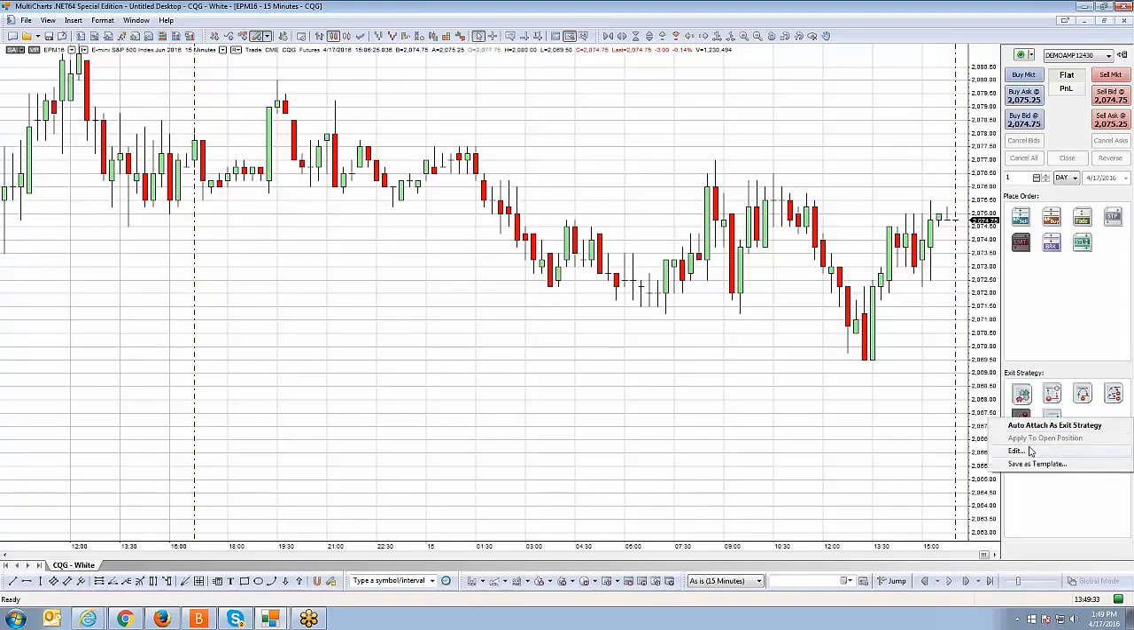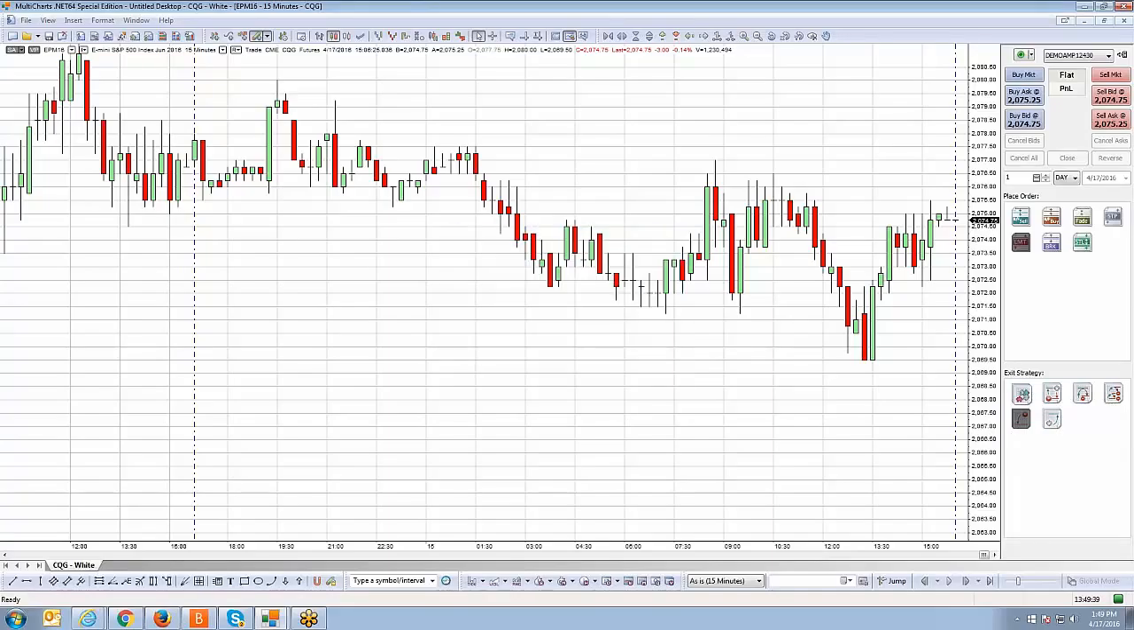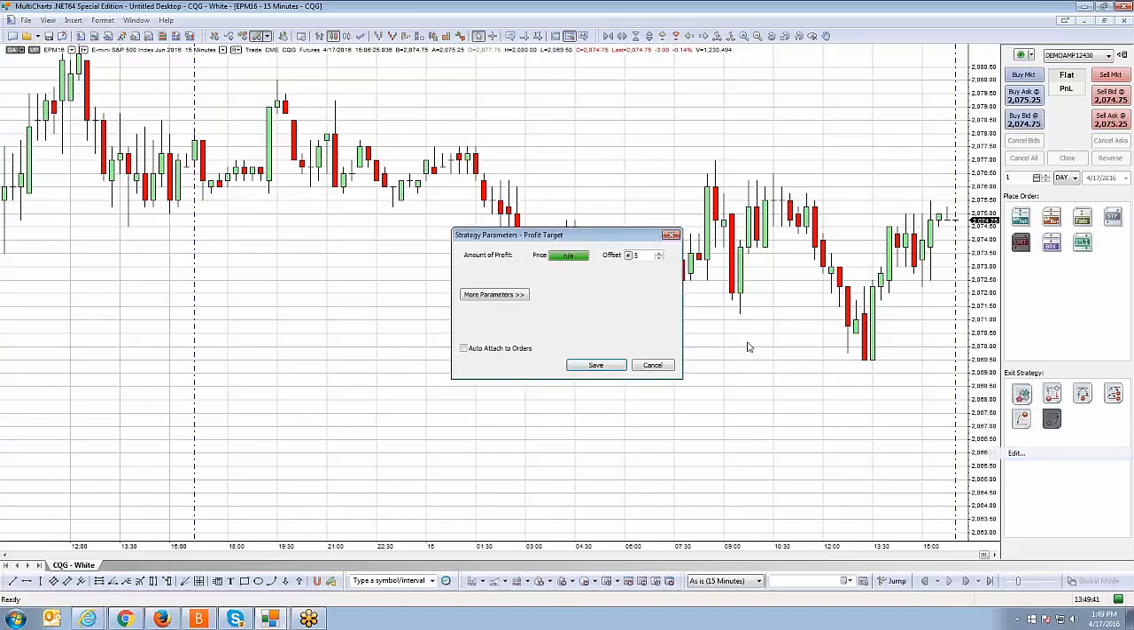All right, so you just right-click, go to Edit. You could set your offset value here based on ticks or value or price, or you could do the exact same thing for the profit target strategy as well, based on percentage, tick value, or actual price.